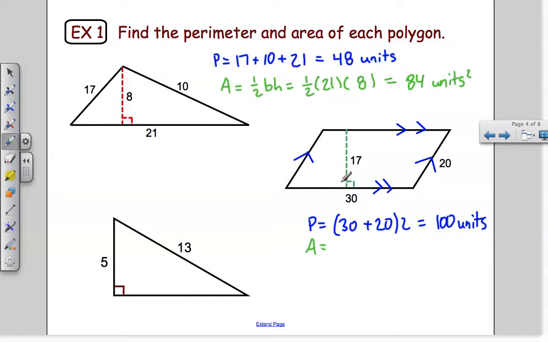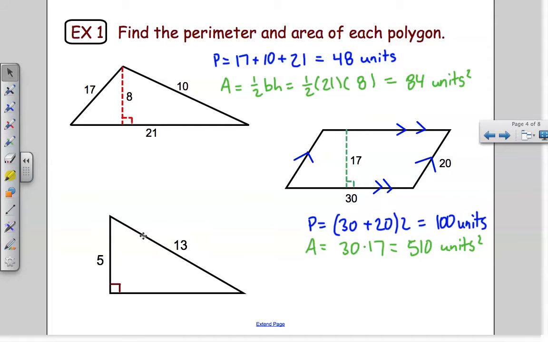And then what's the area of a parallelogram? It's just the base times the height. The base in this case would be considered 30, and the height 17. This is a height because it goes between the bases at a right angle. So base of 30, 17 would be the height between those bases. And 30 times 17 is 510. Area is units squared.